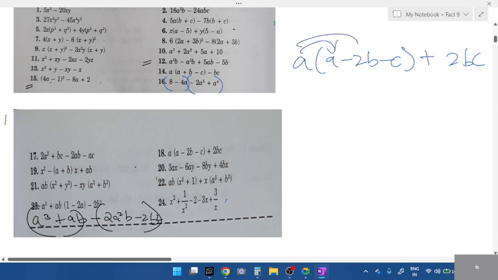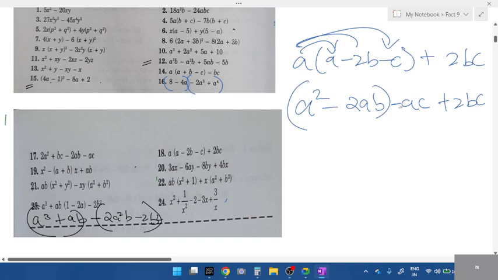If I multiply a with all three, what do you get? A square minus, then plus 2BC. Right? Is it clear? Now group these two. We got four terms now. Group them, students. Completed.